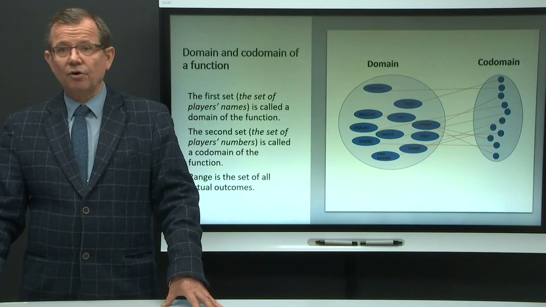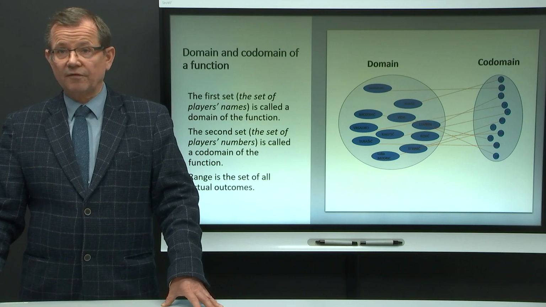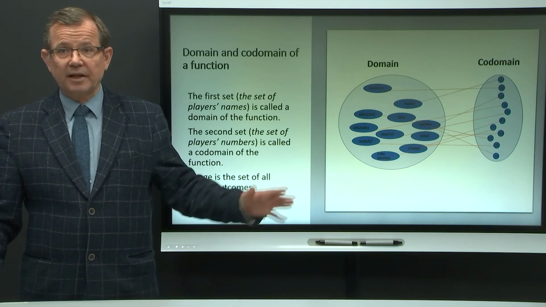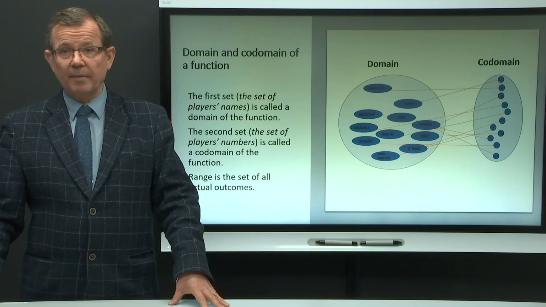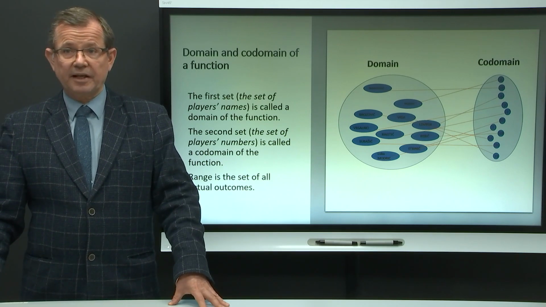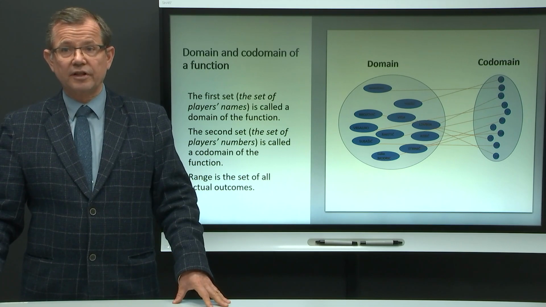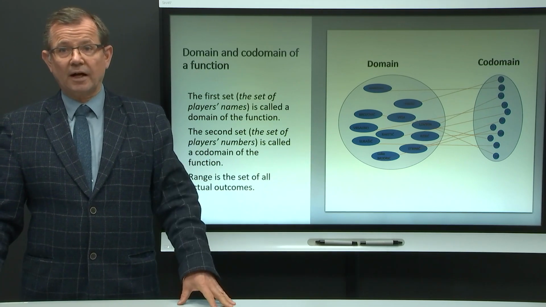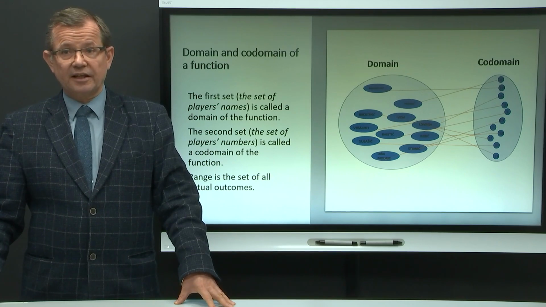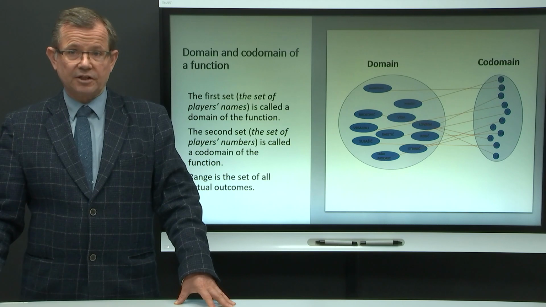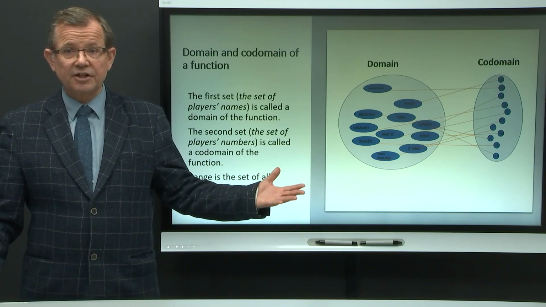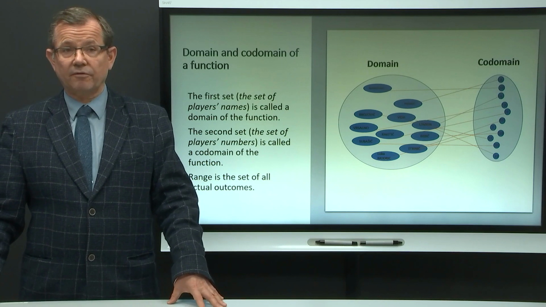We introduce now the domain, codomain, and the range of a function f. The set of players' names X is called the domain of f, whereas the set Y of the players' numbers is called the codomain. The element Vida in the domain X is associated to the element 21 in the codomain Y. Therefore, we say that 21 is the image of the element Vida. The range of a function is the set of all images f(x). In this case, the set of players' numbers is both the range and the codomain of the function.